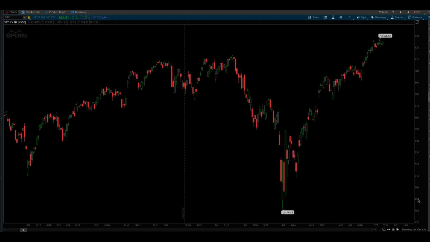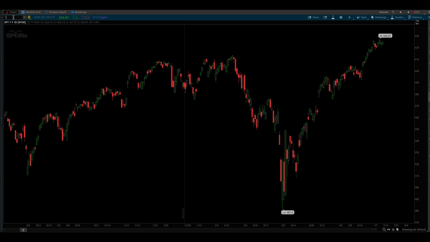I want to show how you can find volume on SPX, because SPX does not have volume that you can see on your screen when you're trading on the platform. It's not something that we have access to as a retail trader. But there are ways around that, and I want to show a couple of those to you today.